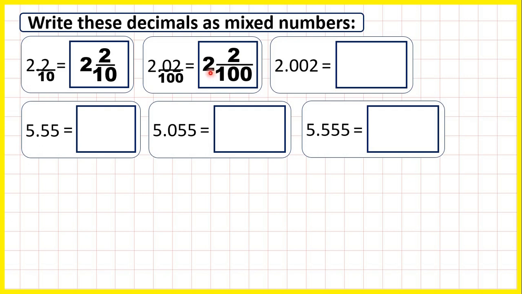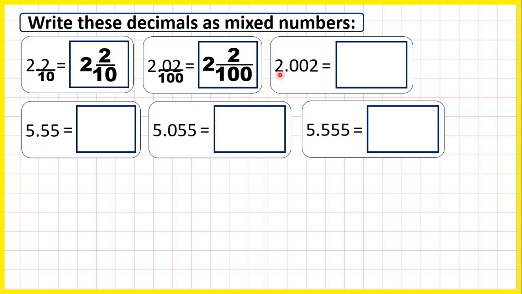We don't need to write 2 and 02 hundredths because we don't have zeros at the start of whole numbers, and though the numerator isn't really a whole number, we can just write 2 and 2 hundredths instead of 2 and 02 hundredths.